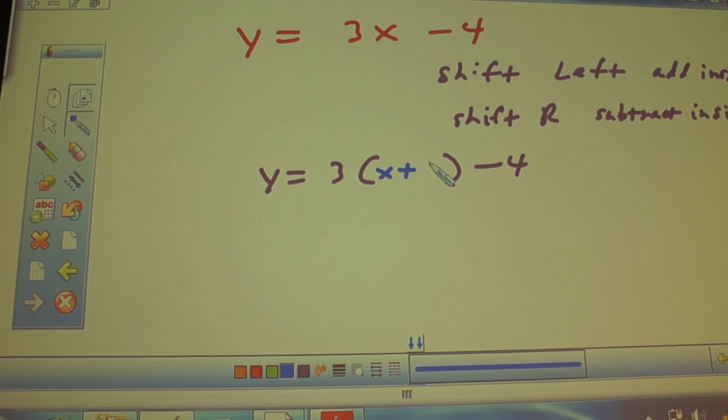How about this? Check with the neighbors. Left 4, good? Okay, great. I can show you. Let's try Desmos. To do Desmos, I do this.